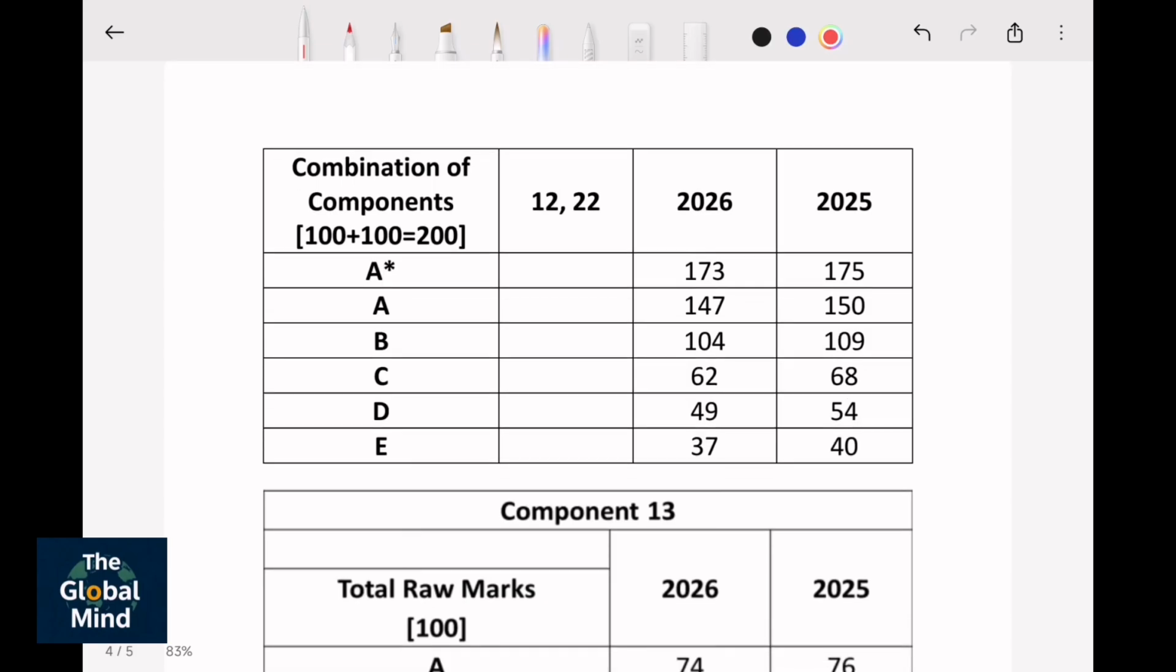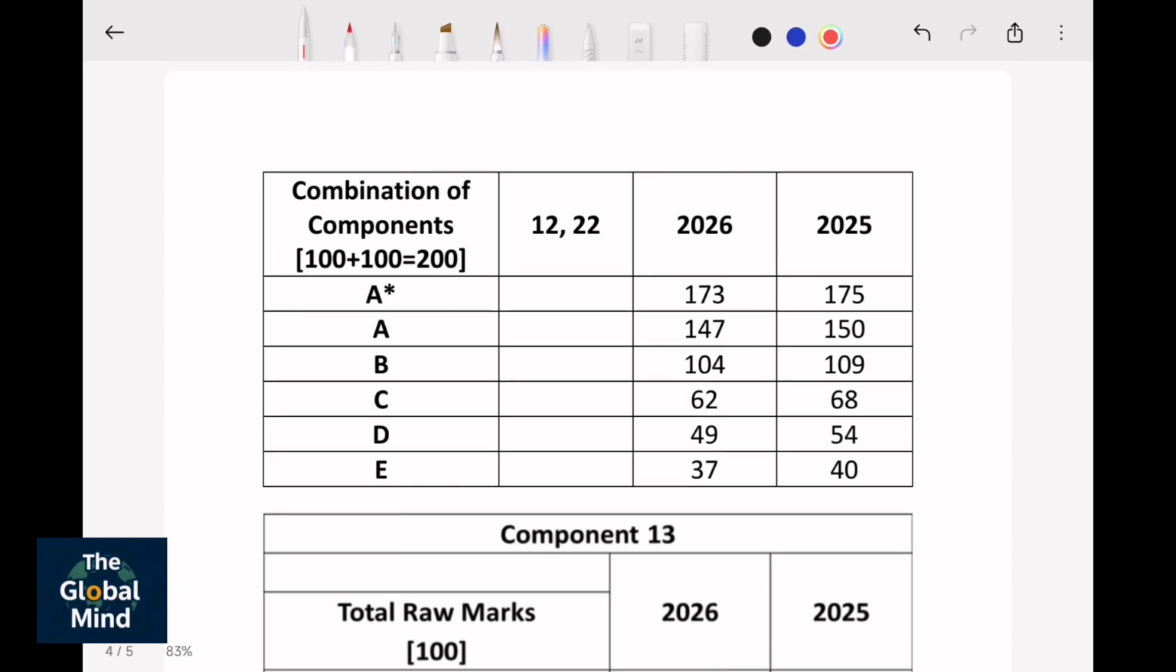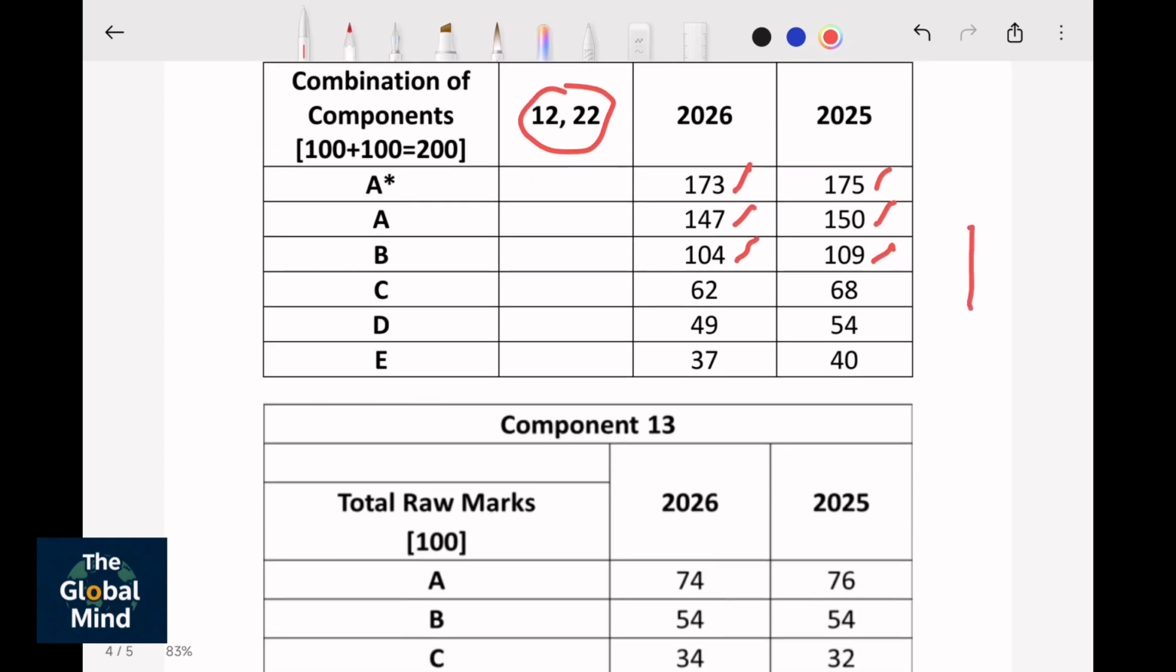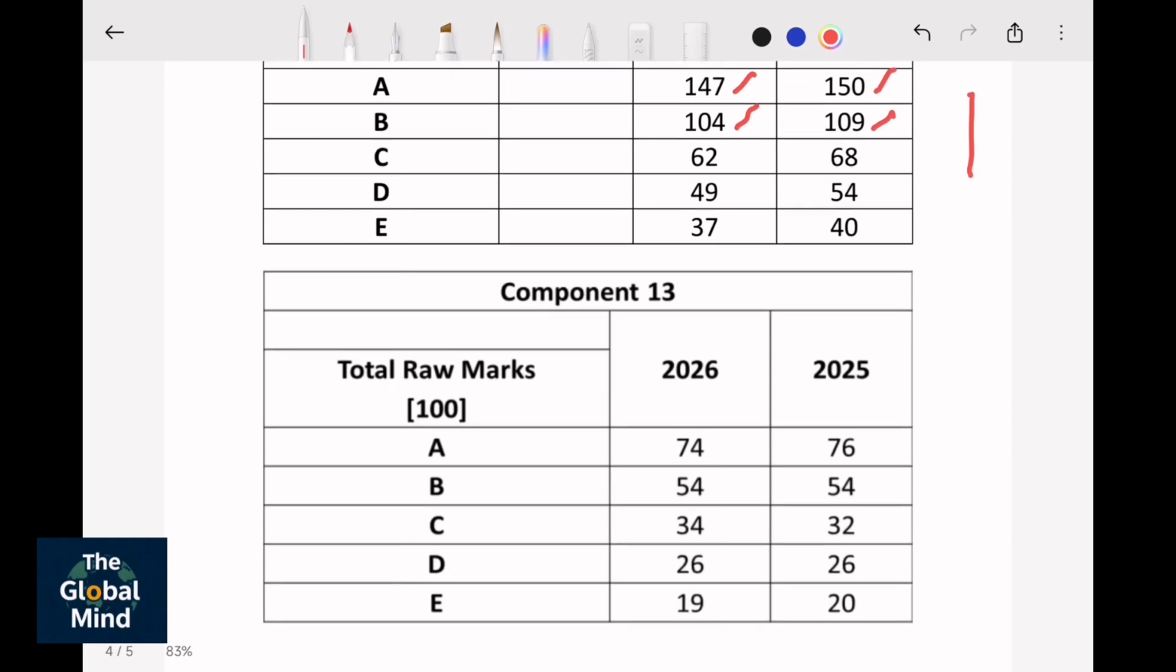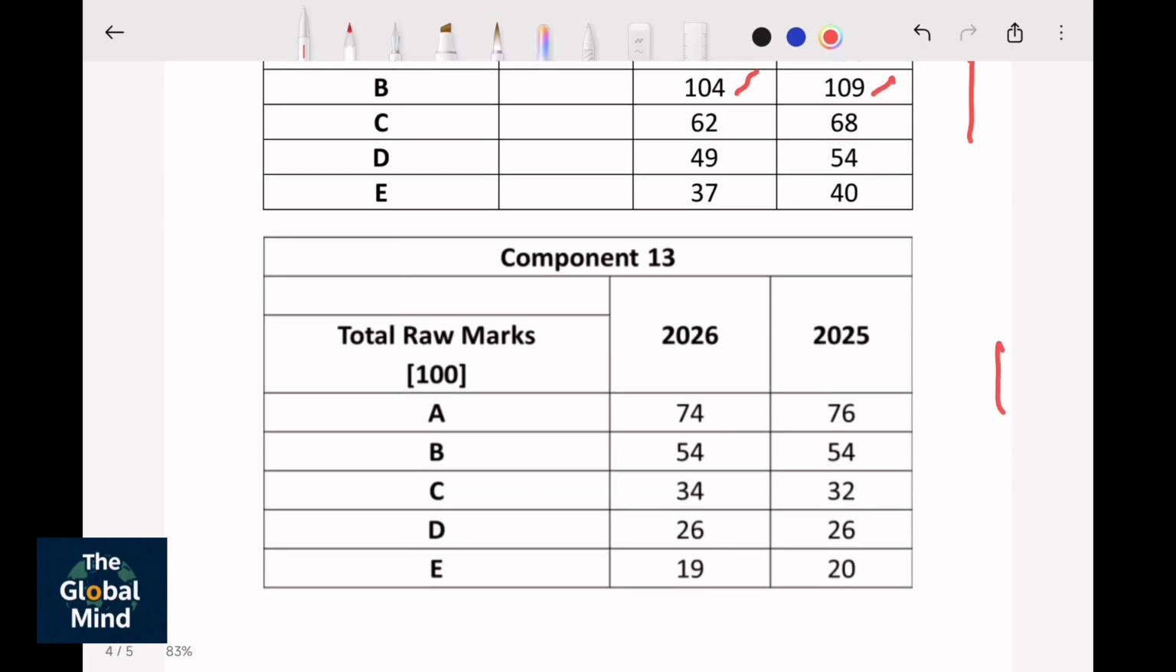If we compare the combination of components 1 2 and 2 2, in 2026, 173 was required to get A star. In 2025 it was 175. For A, 147. In 2025 it was 150. This year for B it is 104. In 2025 it was 109, and things like that. So once again you can see the mark difference, right? And this is component 1 3. So the same pattern is basically going on.